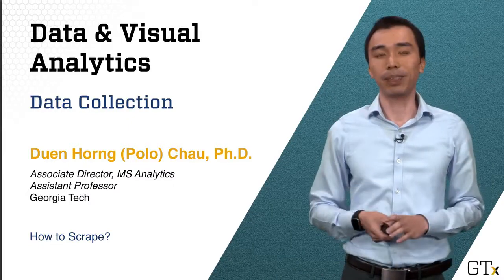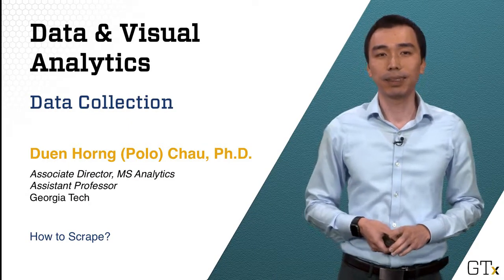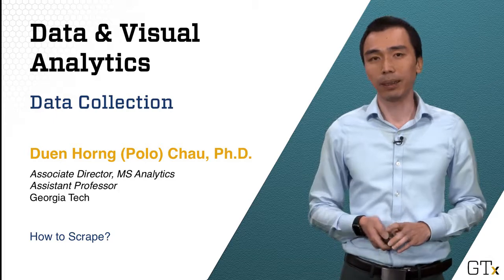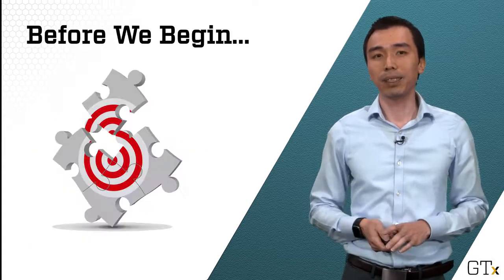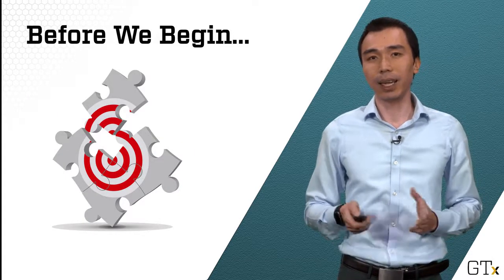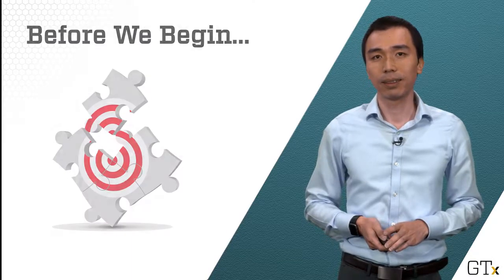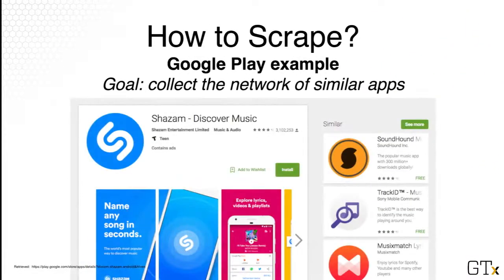Hi, welcome back. We're going to continue to look at data collection. Specifically, we're going to look at scraping. You will remember that scraping is the hardest way to get data. So I'd like to spend a little time on this. So how do we scrape data? We're going to look at one example on Google Play.